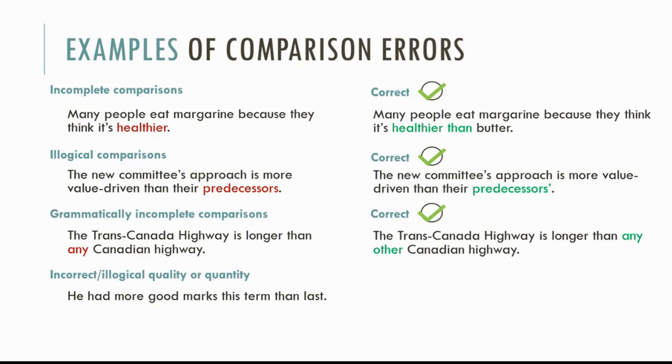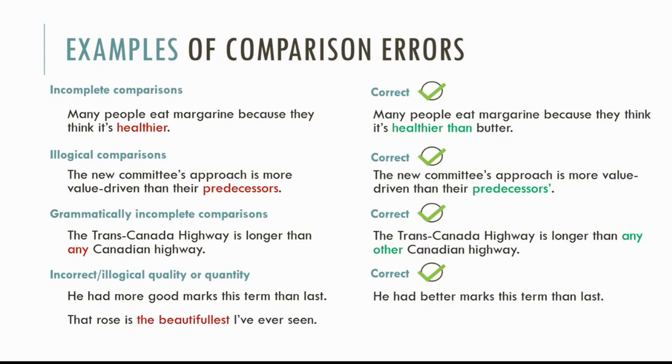And when it comes to quality or quantity, that could be illogical. He had more good marks this term than last, or he had better marks this term than last. That rose is the beautifulest I've seen. That rose is the most beautiful I've ever seen. So those are some of the comparison errors we see. If you're not sure how to create the comparison for a certain word, like beautiful, for example, you can easily find that on the internet, or you can ask.